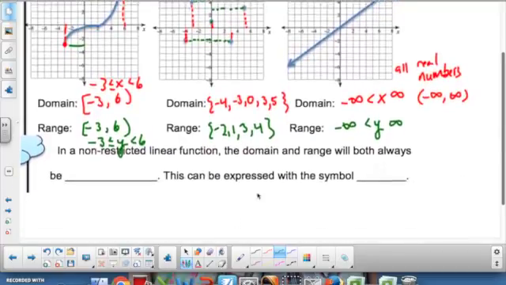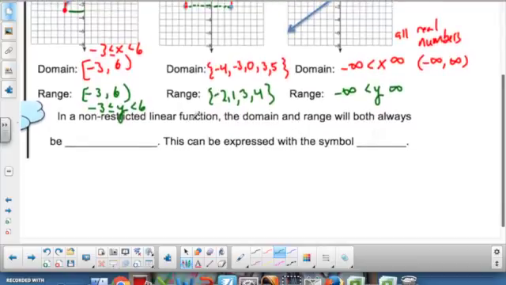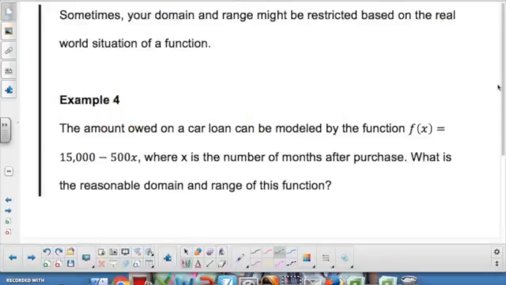It's very, very important that you know that in a linear function that doesn't have any restrictions on it, so if it's just a normal linear function, the domain and range will always both be all real numbers. And one symbol that I haven't shown you yet that can be used to express that is this little R with an extra line behind it.